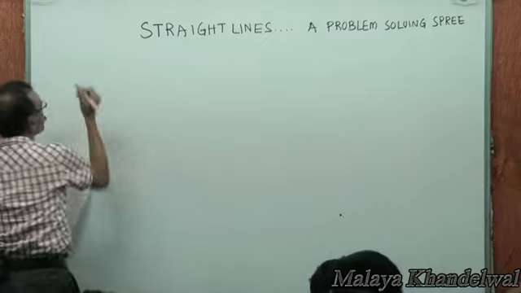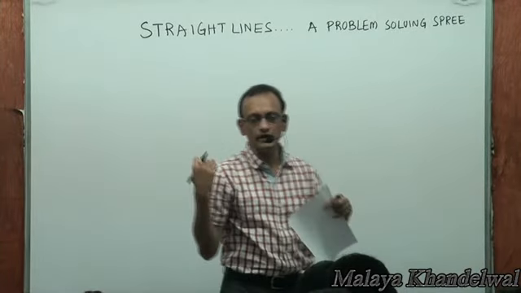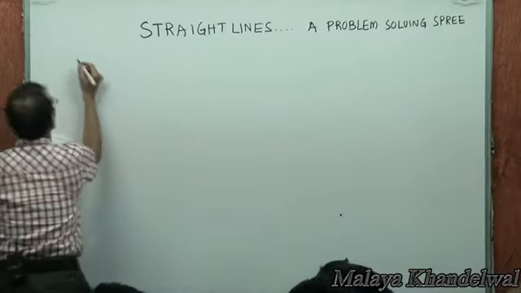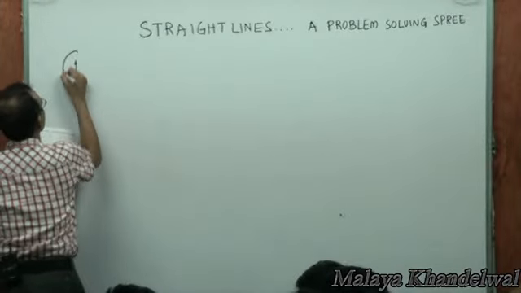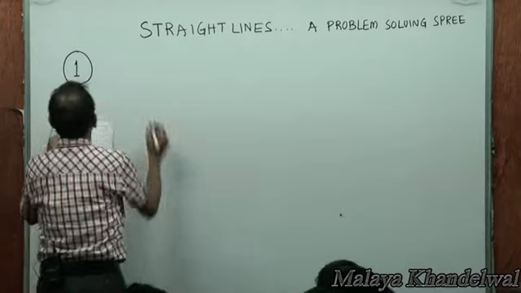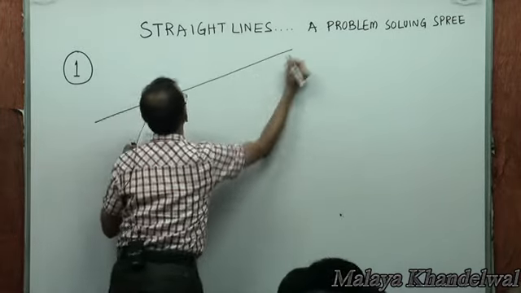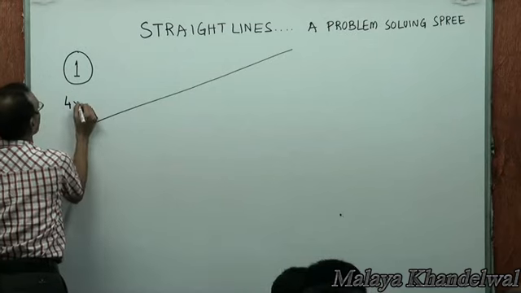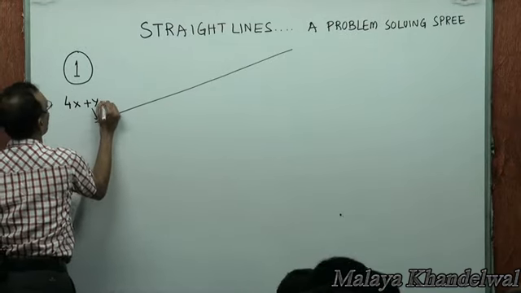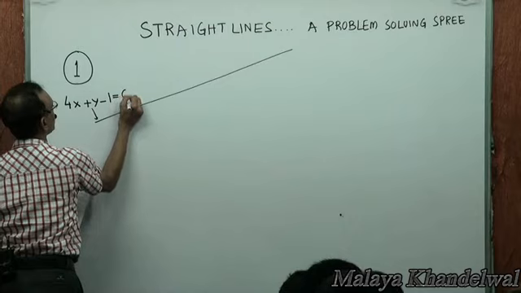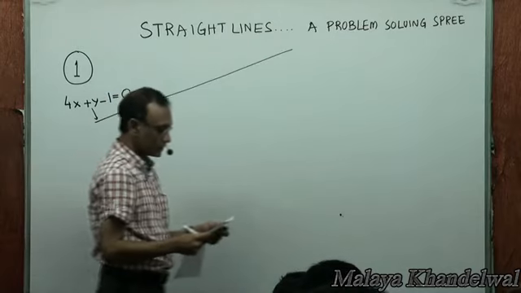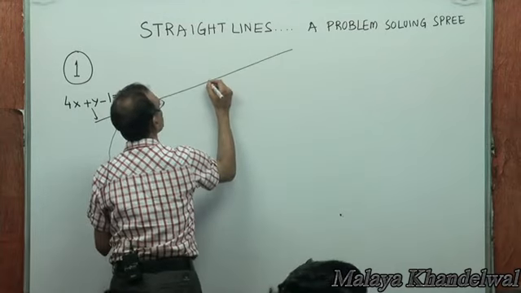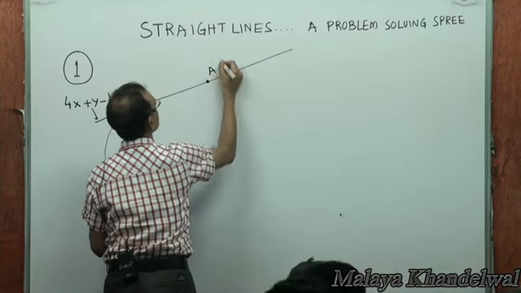So I'm assuming those of you who came early would have got a chance to attempt these problems, right? So the first problem of the sheet is about a straight line, say 4x plus y minus 1 equal to 0 is a straight line, passing through a point A(2, minus 7) is a point on this straight line.